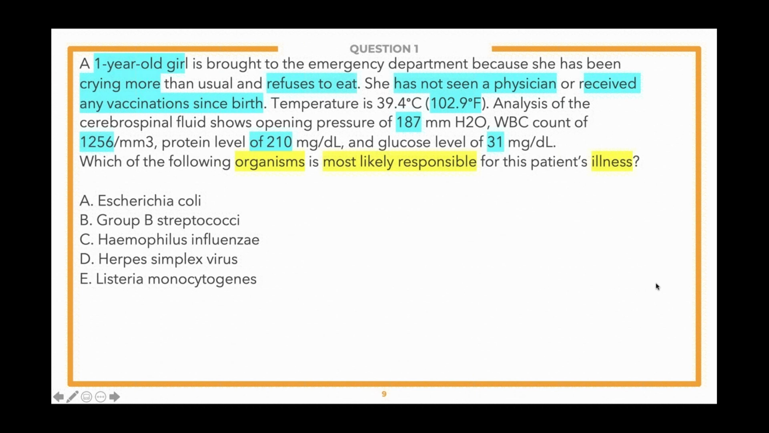Answer choice E, Listeria monocytogenes. D, herpes simplex virus. C, Haemophilus influenzae. B, group B streptococci. And A, E. coli or Escherichia coli. So we'll go ahead and open up that poll. Go ahead and select what you think is the best answer here, and we'll talk about it in just a few seconds.